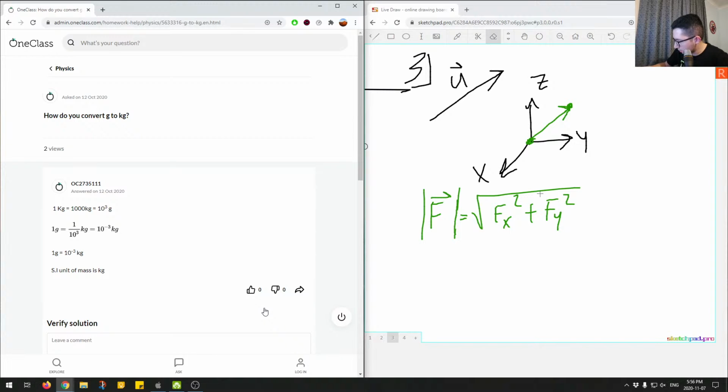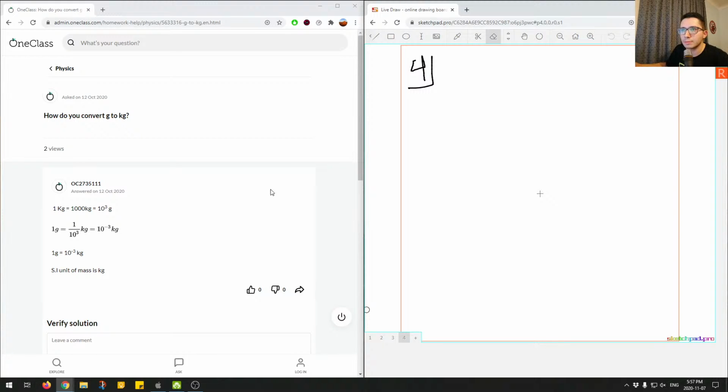So question number 4. Okay, so in this question we're asked to convert from grams to kilograms. How do we convert this? So give me a second over here.